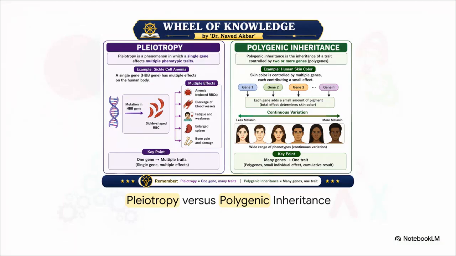Now, what is truly fascinating is comparing these two exact mechanisms side by side. On one side, we have the one gene to multiple traits pathway of pleiotropy, using sickle cell anemia as our model. And right next to it, we have the exact opposite mechanism, the many genes to one trait pathway of polygenic inheritance, using human skin color as the model. Let's look a bit closer at the mechanics of both sides.